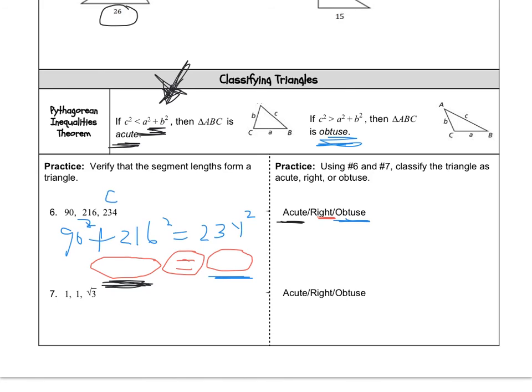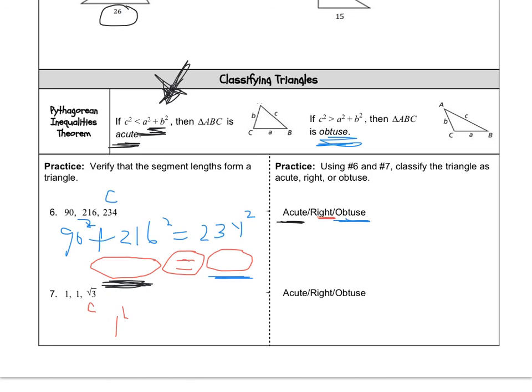All right, so I'm going to do number 7. The square root of 3 is your c. The square root of 3 is bigger than 1. The square root of 3 is like 1.7 or something like that. So it's a bigger value, so I know that's the bigger side. It would have to be my c. That means 1 and 1 are my legs.